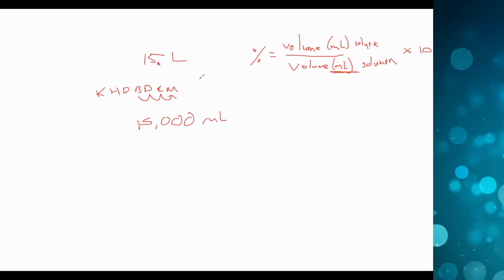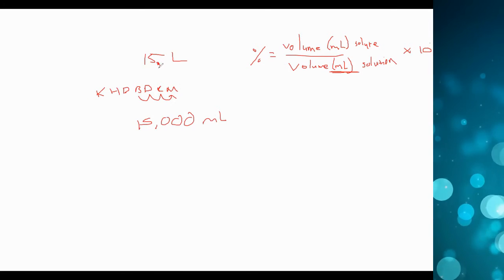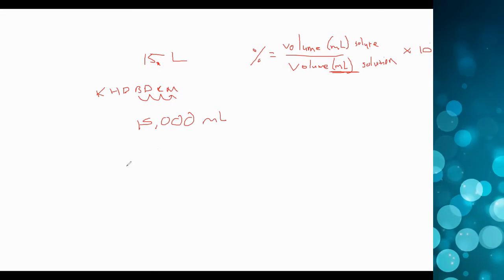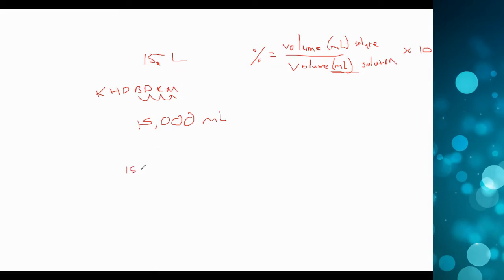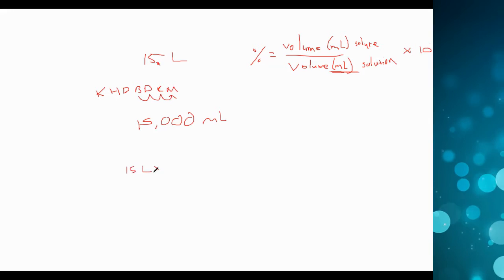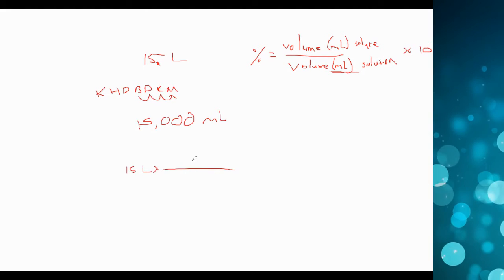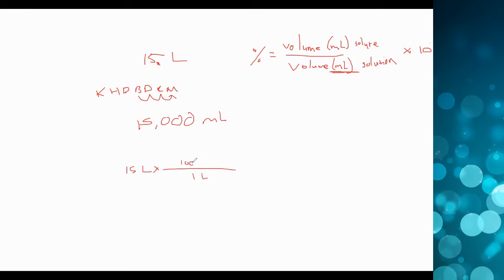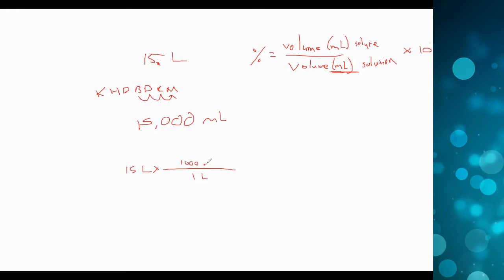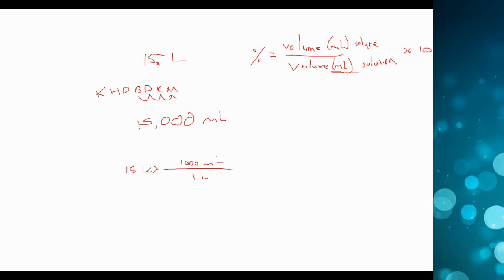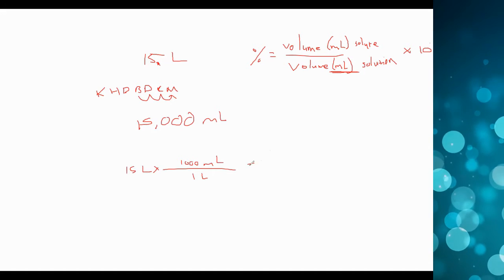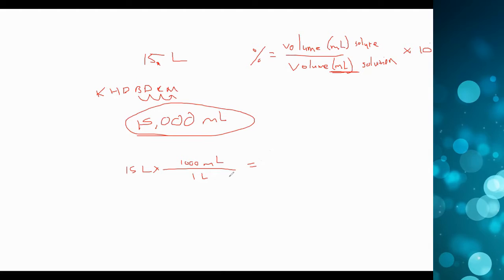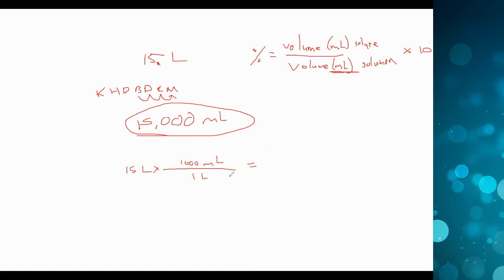So there's the decimal, and we move the decimal 3 spots to the right, and each time we move it, we're filling in a 0. Or you could also do it this way: 15 liters times, 1 liter is 1,000 milliliters. So 15 times 1,000 is equal to 15,000, which is what we already got. Either way, both of those will allow you to convert liters to milliliters.